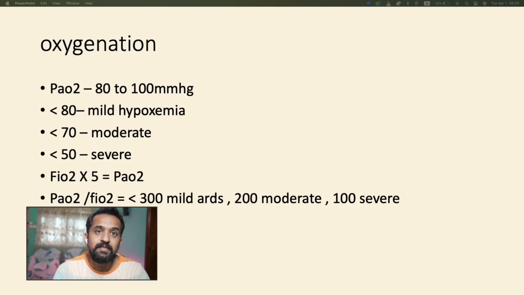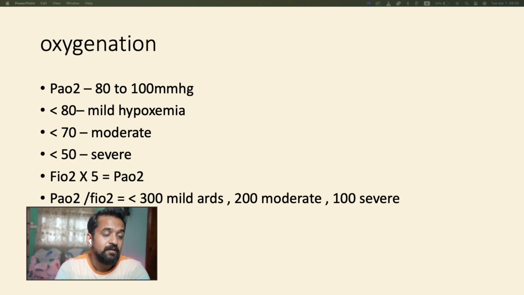Now, the second step to understand is oxygenation. You first look at the oxygenation in ABG. Partial pressure of oxygen is 80 to 100. Okay? Less than 80 is mild hypoxemia, less than 70 is moderate hypoxemia, and anything less than 50 is severe hypoxemia.